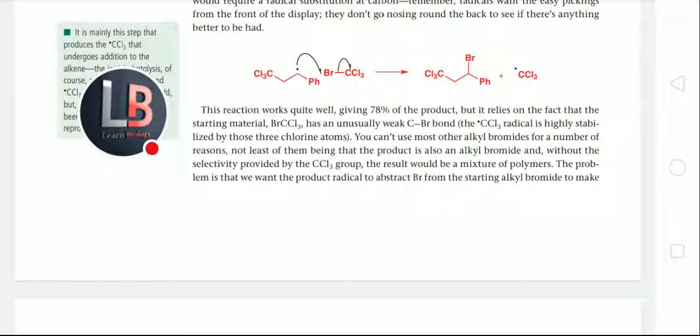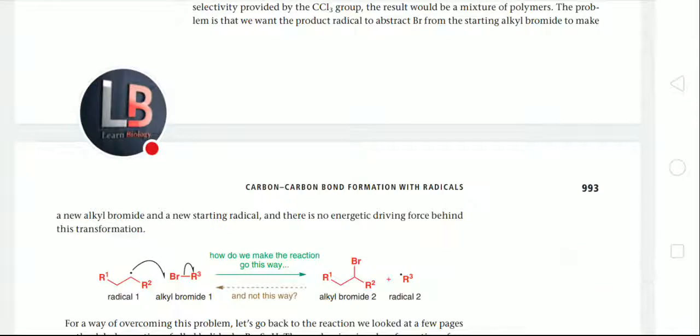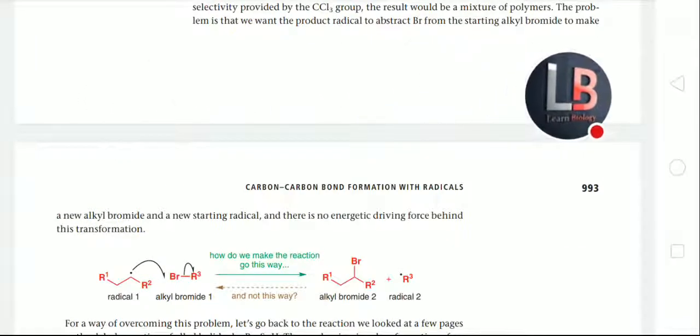The problem is that we want the product radical to abstract bromine from the starting alkyl bromide to make a new alkyl bromide and a new starting material. There is no energetic driving force behind this transformation.